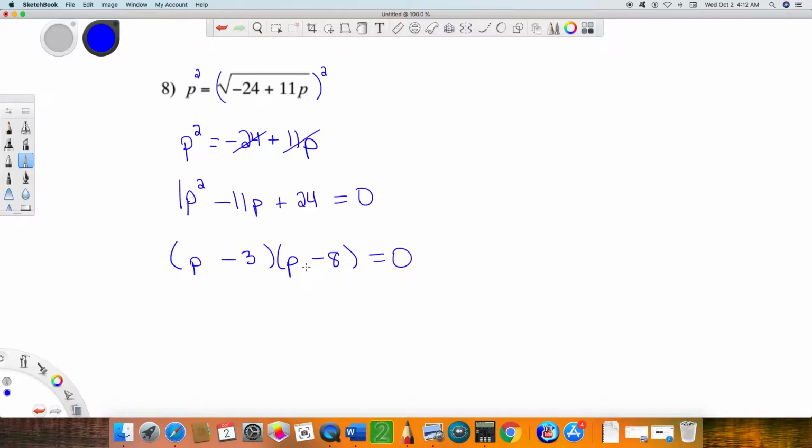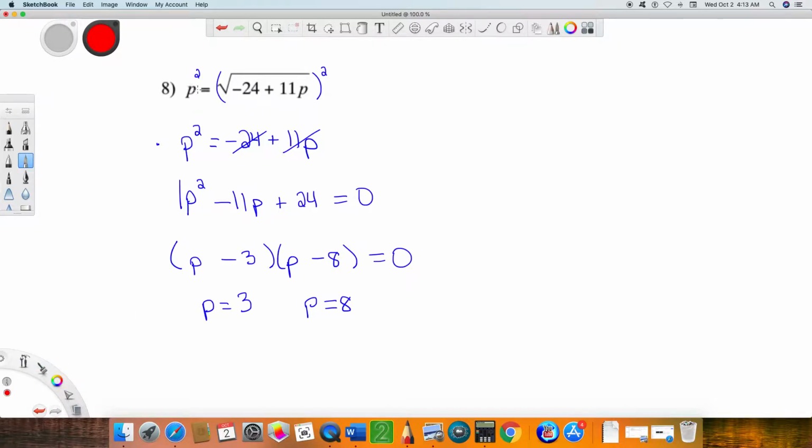So if these two expressions have a product of 0, then one of these numbers has to be 0. So either p is equal to 3 or p is equal to 8. And those are both solutions to this quadratic equation. However, they may not both be solutions to our original equation. We're going to have to plug it in to check.